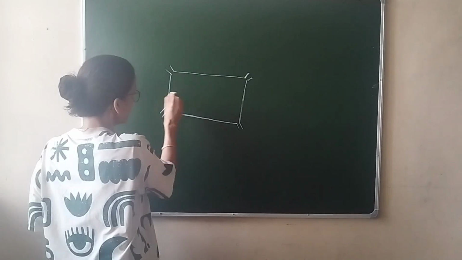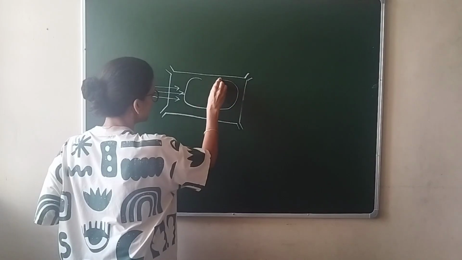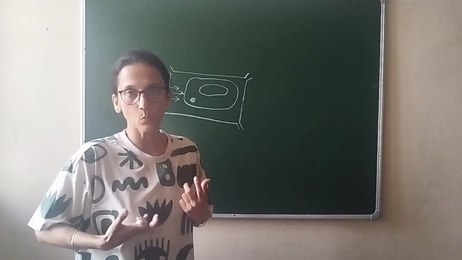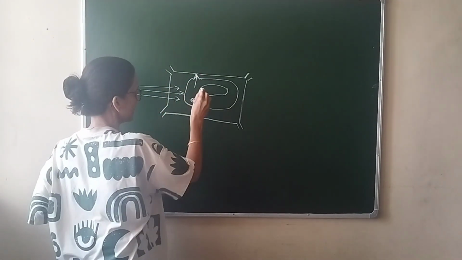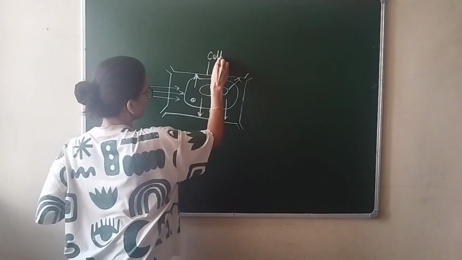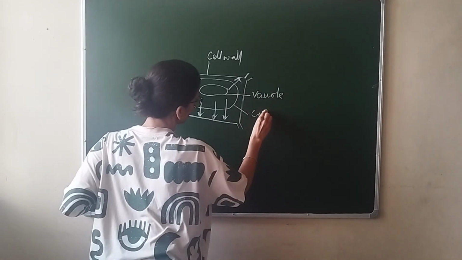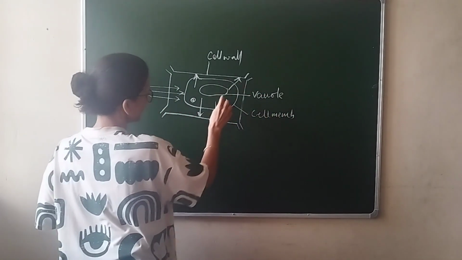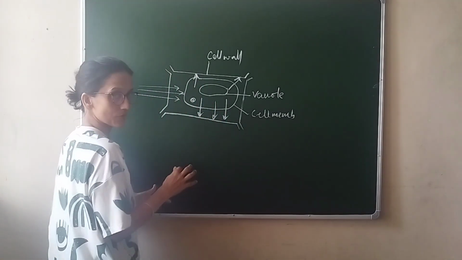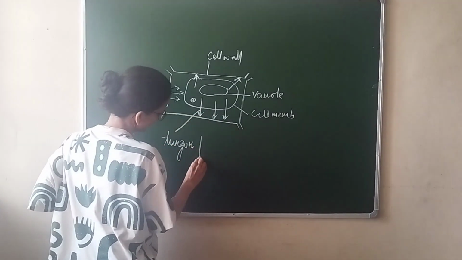So in a plant cell, when water molecules start to enter inside the cell, then the cell membrane, the vacuole, nucleus, they all develop a pressure within, and this pressure is exerted on the cell wall. So this is the cell wall, vacuole, cell membrane. And what is this pressure called? This pressure, which is developed on the cell wall by the inner content of the cell, is known as turgor pressure. Turgor pressure.